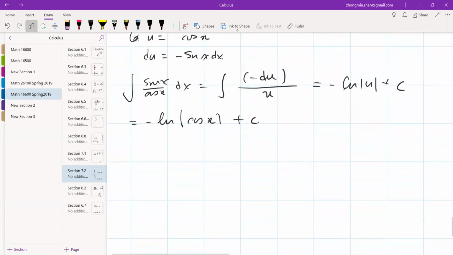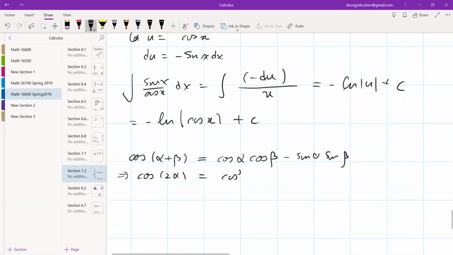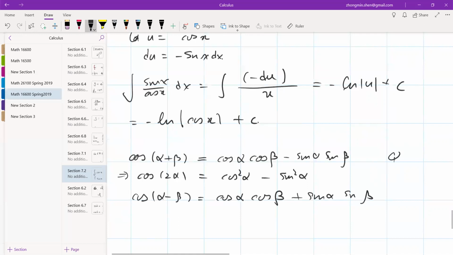I do want to recall the formula: cosine of alpha plus beta is cosine alpha cosine beta minus sine alpha sine beta. I hope you still remember that. Why minus? If you let beta be alpha, this implies cosine 2 alpha equals cosine squared alpha minus sine squared alpha. But if we change the sign, cosine of alpha minus beta, I get cosine alpha cosine beta, but this time plus sine alpha sine beta. That's equation one, equation two.